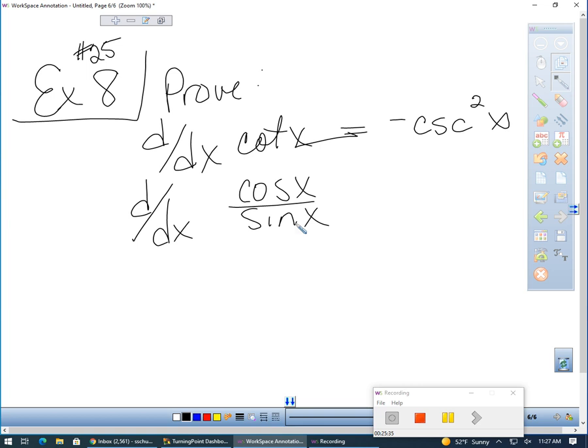So, in this one, if we're going to find the derivative of cosine over sine, what rule are we using? If I want to find the derivative of things in fraction form, the quotient rule, exactly. So we're going to do the quotient rule. Cosine's the one on top, sine's the one on the bottom, right? Derivative of cosine is negative sine. The derivative of sine is cosine.